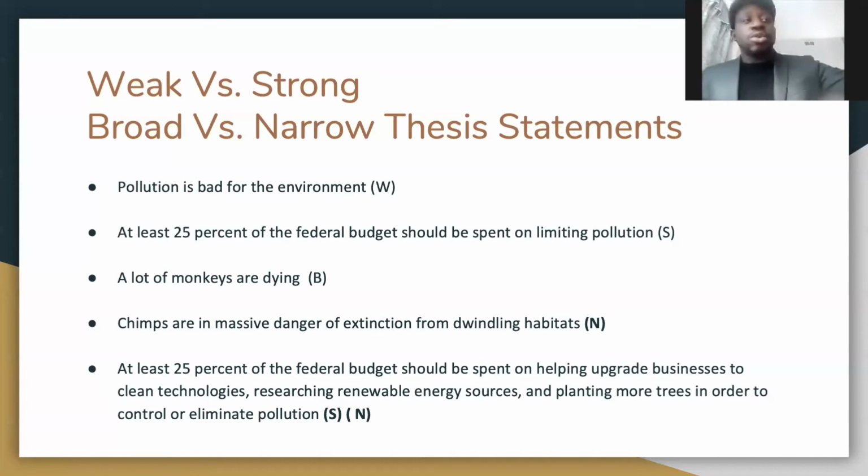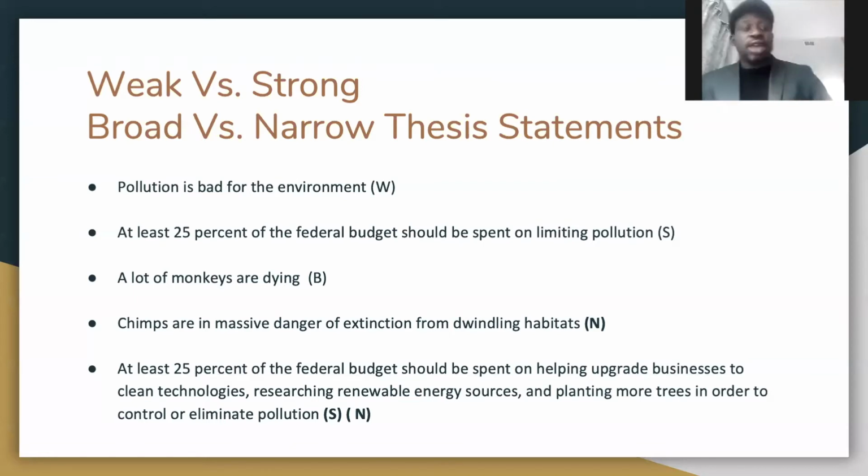Moving on to the next one. Chimps are in massive danger of extinction from dwindling habitats. Much more narrow. We're focused on a specific type of monkey, the chimp, okay, the species. What's happening to them? They're in massive danger of extinction from dwindling habitats. That's the issue, okay? This is taken from Jane Goodall, a very, very renowned scientist, okay? A much more specific, much more narrow thesis statement, all right?